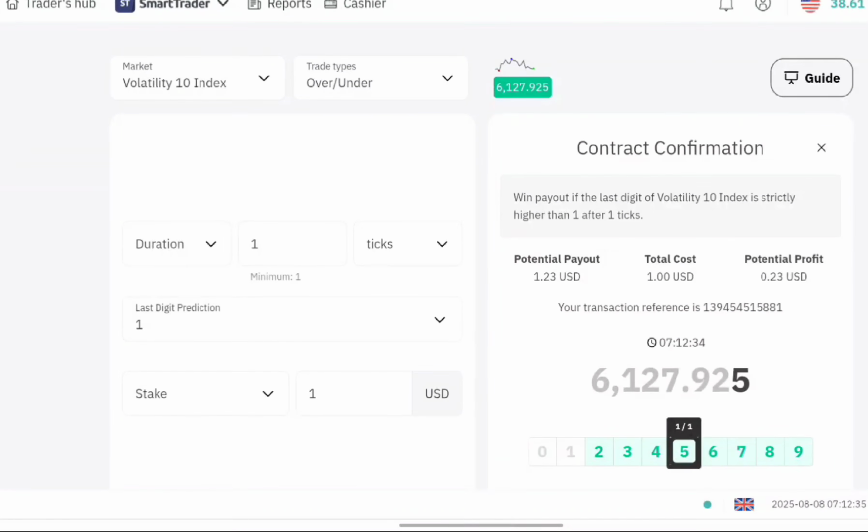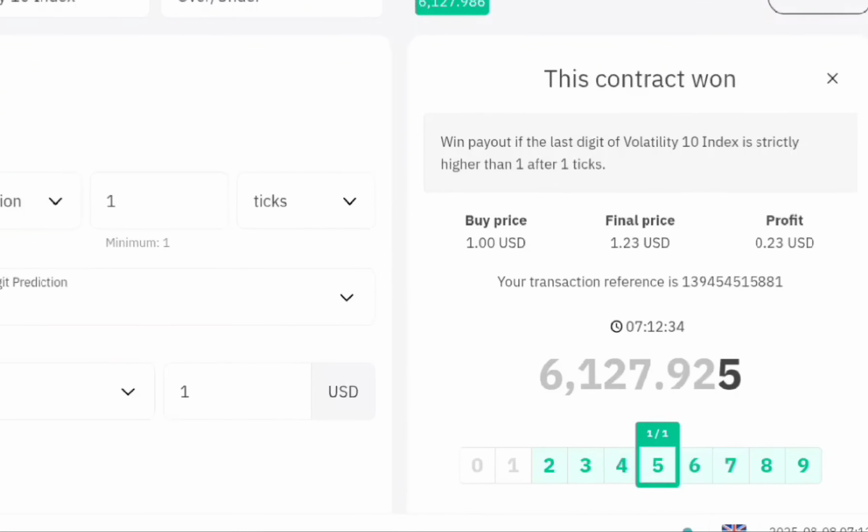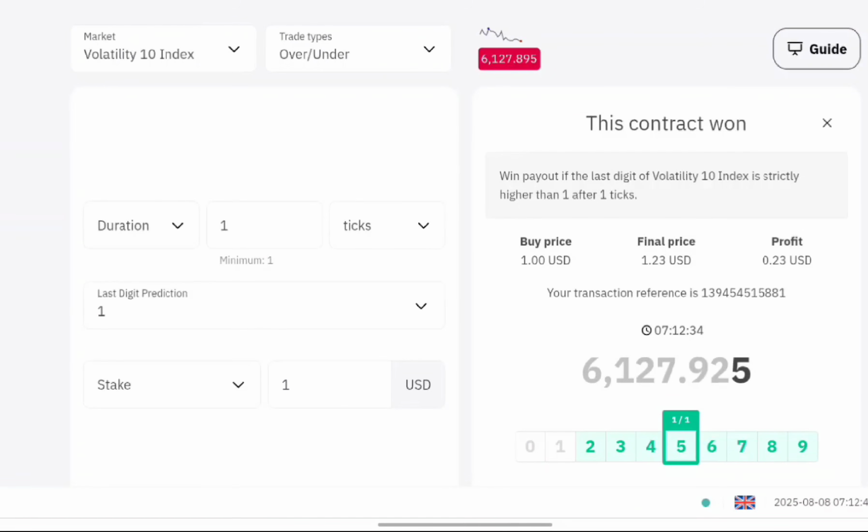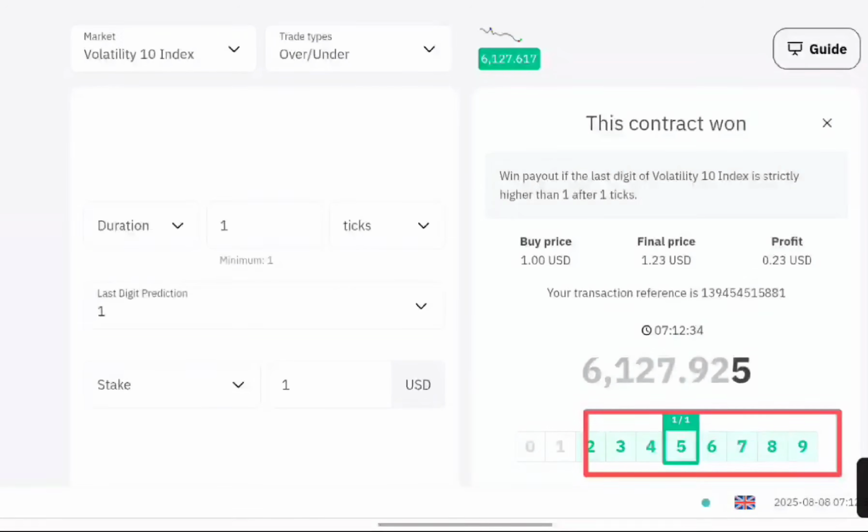So you're going to see these numbers running below right here. And you can see the number that I got was over 1, right? So all these numbers that are green are my chances of winning. And these two numbers that are in gray are my chances of losing. So you can see the probability here of winning is high, but also the payout that I got is very small because I got only 23 cents from a $1 risk.